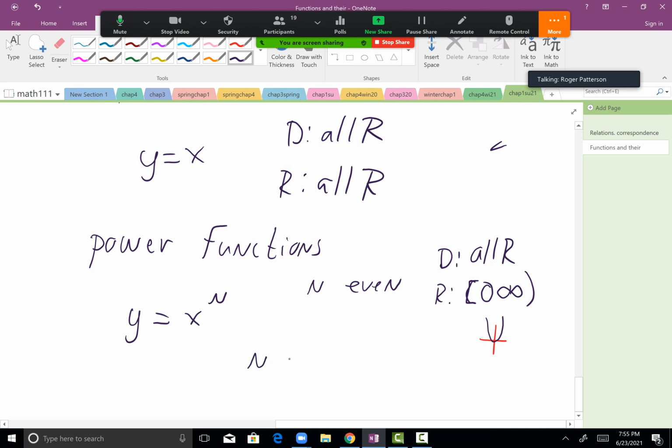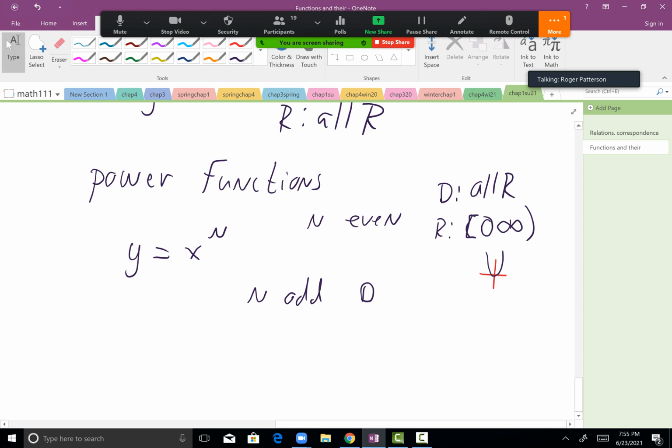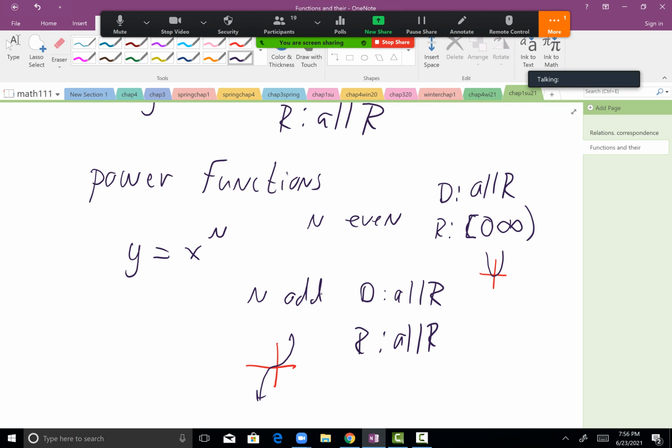But when n is odd, what's my domain? All real. And what about the range? Same. All real. Same thing. So we see a pattern there, right? And then these ones, they're kind of like a little swoosh or whatever you want to call that. That's what they're going to look like. Okay, those are power functions.